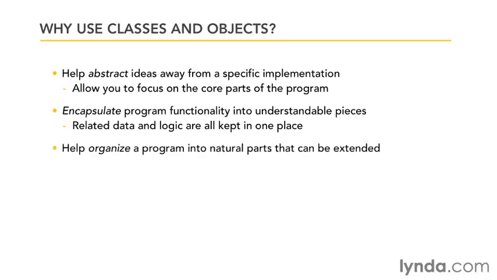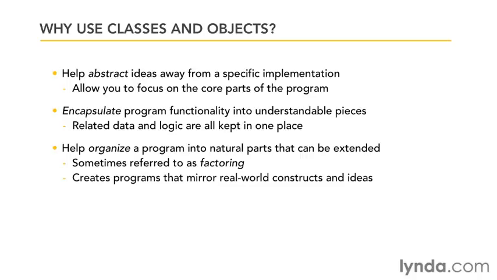It also helps organize a program into natural parts that can be easily extended, and this is sometimes referred to in the object-oriented world as factoring. Once you've factored your application into its natural parts, the object itself and the program comes to mirror real-world constructs and ideas. Again, taking a page from our to-do list example from earlier, when you make objects that mirror real-world constructs like a to-do item and a to-do list and so on, that makes the program a lot easier to understand and go back in and maintain years later. So using classes and objects is a really fast and easy way to build applications that you can maintain in the future and other people can work on as well and get up to speed on quickly.